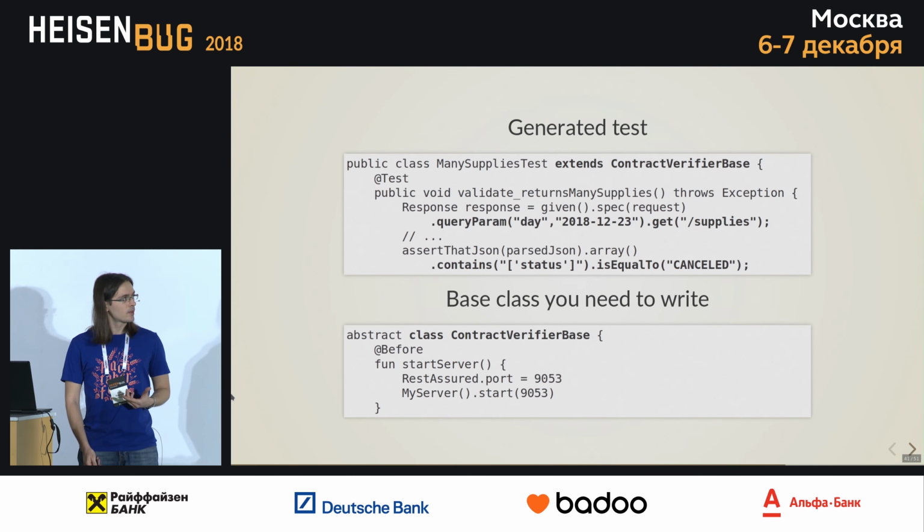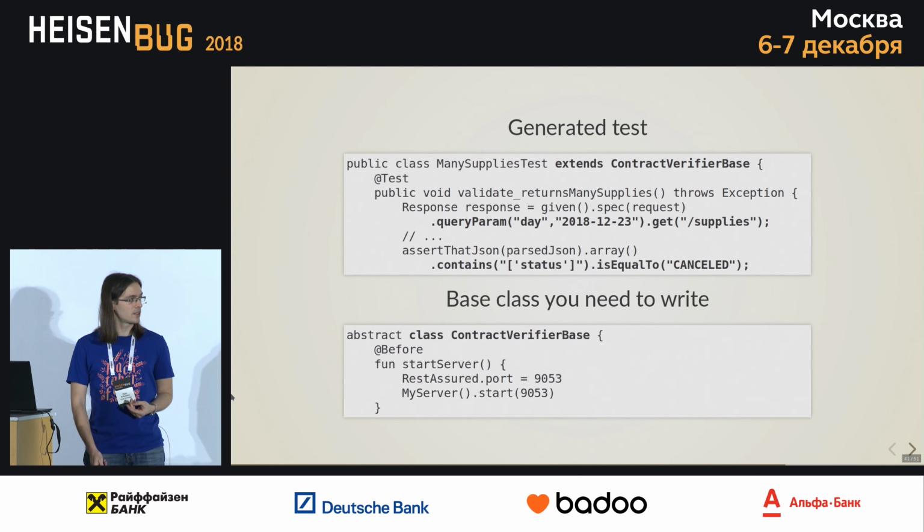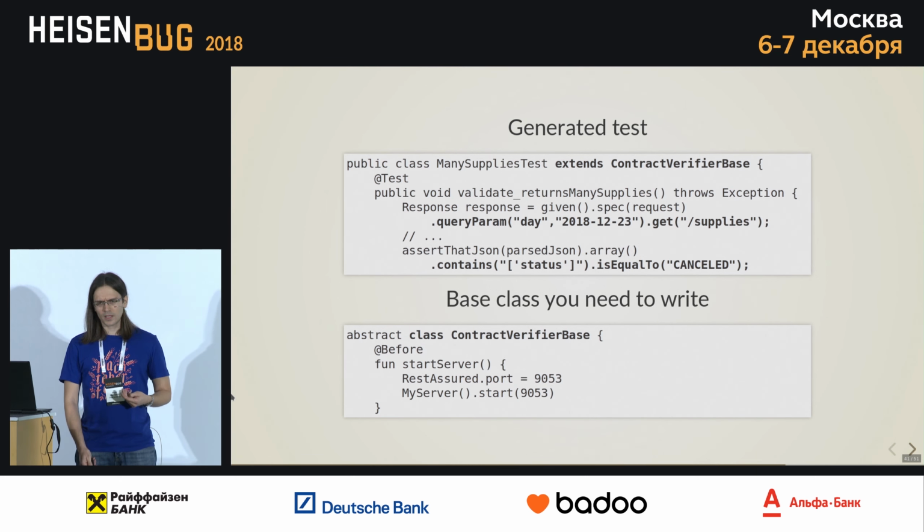This generated file extends a base class, and your responsibility is to write this base class. In this base class, your main responsibility is to start your server. Just like with Pact on the provider side, you start your application on some port and inform the framework about this port.